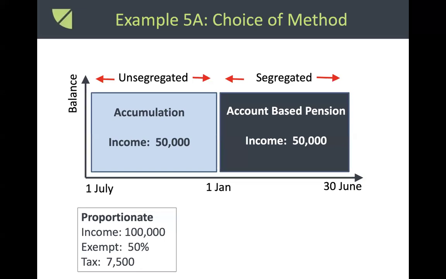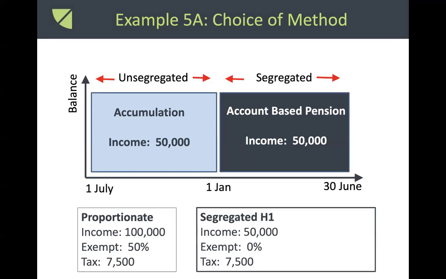Now let's compare that to the segregated method. In the first half of the year, we have $50,000. Now everything's in accumulation, so the exempt percentage you'll see on your actuarial certificate is 0. Everything's taxable, so we pay tax of 15% on $50,000, which is $7,500 of tax.